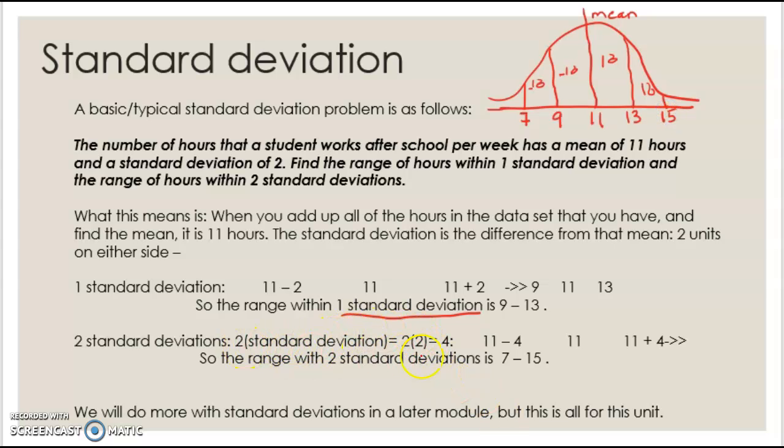We also did 2 standard deviations down here. So 2 times 2 is 4. 11 minus 4 gives you the 7, and 11 plus 4 gives you the 15. Whichever way you think about it is fine. If you count out 3 standard deviations, then minus 2 again would be 5, and add 2 again would be 17. That's 3 standard deviations.